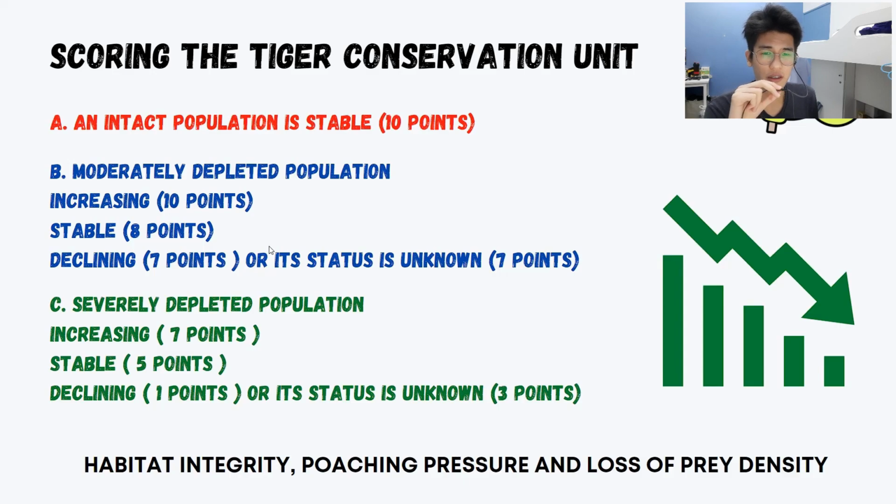The third category is the severely depleted population. If it increases, then 7 points. Stable, 5 points. Declining, 1 point. Or status unknown, 3 points. It is given lower points because it is already a severely depleted population. If it declines again, we cannot give it a high score. So the chief factors are the habitat integrity, poaching pressure, and the loss of prey density, meaning that the predator increases and the prey decreases.